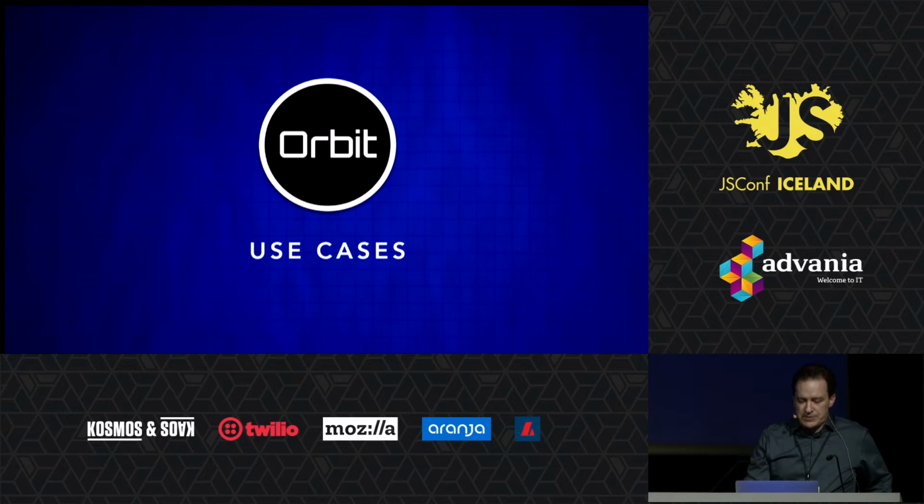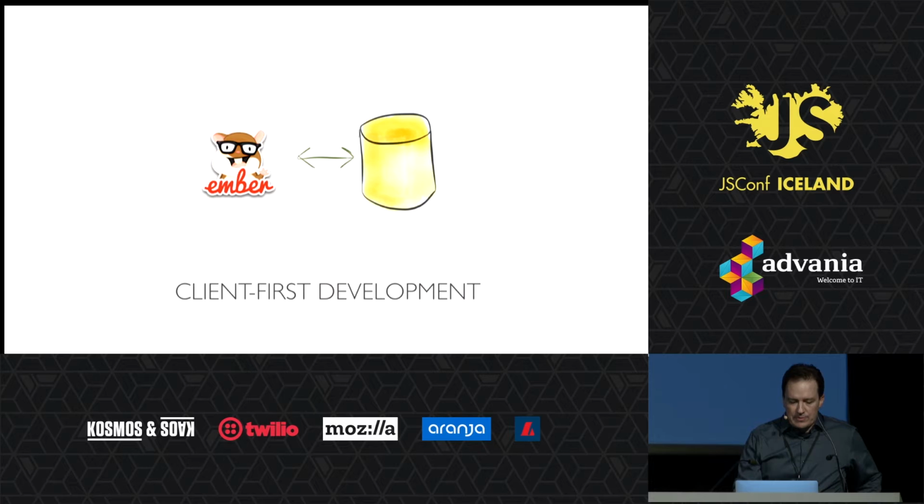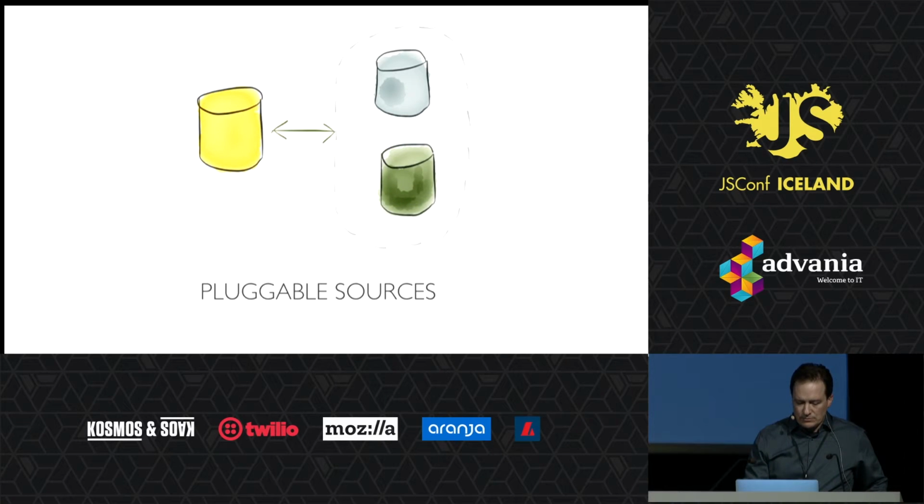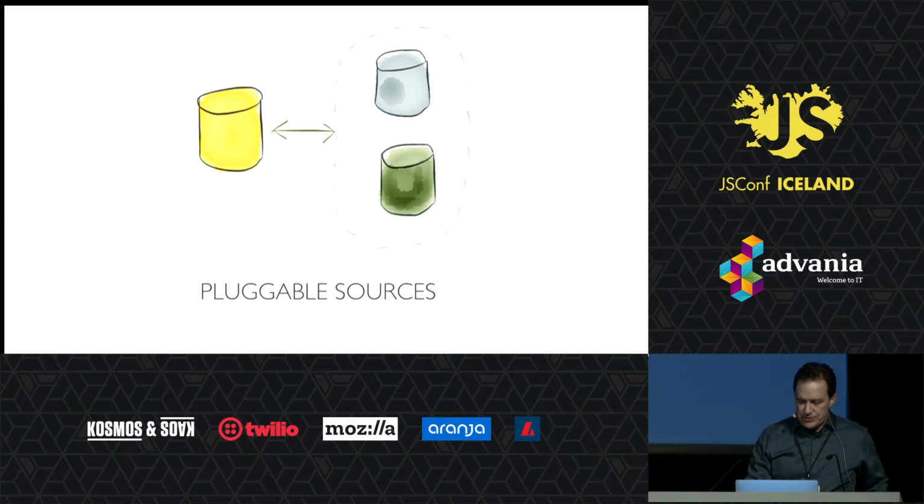So Orbit's use cases go beyond offline. Orbit attempts to solve a number of problems. Client-first development, where you're prototyping a feature without prototyping the back end to fulfill it. Pluggable sources. Orbit's very interface-based, so sources that share interfaces can be substituted for each other. For instance, IndexedDB could fall back to local storage.